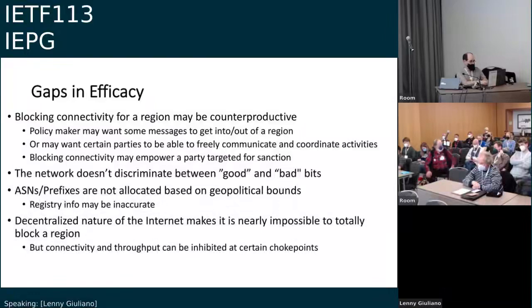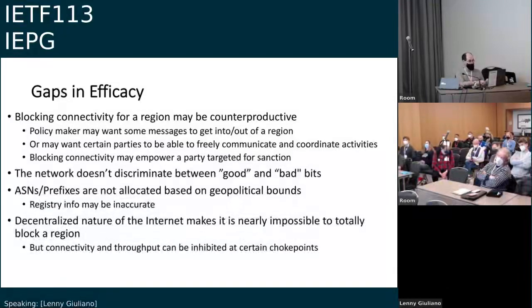Also, the internet is by design decentralized, and that makes it nearly impossible to completely block a region. That's a feature, not a bug of the system. But you can put a good dent in connectivity and throughput.